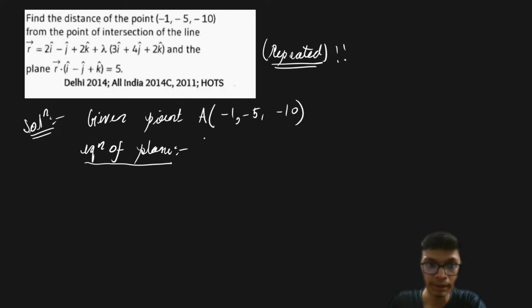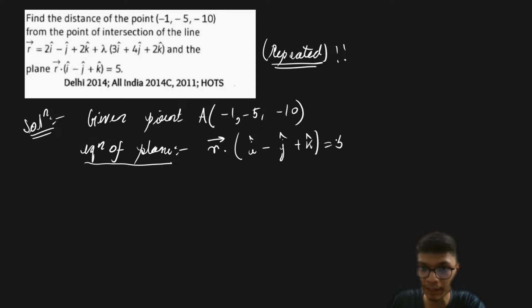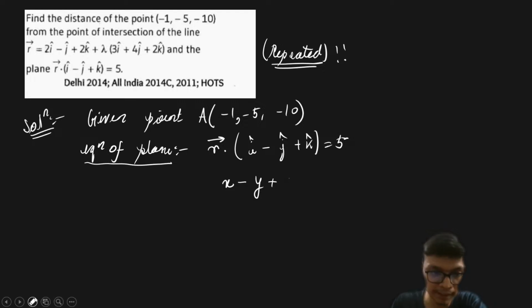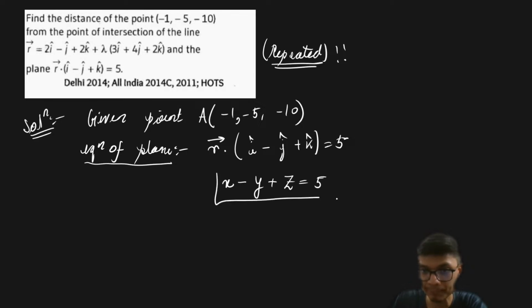Okay, so the equation of the plane is given as r vector dot the normal vector i cap minus j cap plus k cap, which is basically equal to 5, right? So from here we can simply write the equation of the plane. The equation of plane will be x minus y plus z, so I'm just converting this part into the Cartesian equation, which is equal to 5. That is my general equation of plane, right?